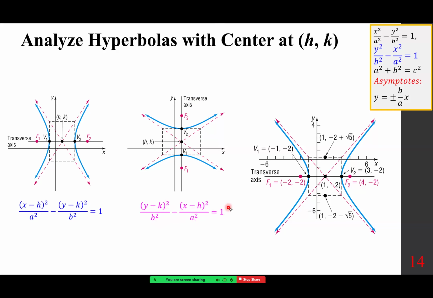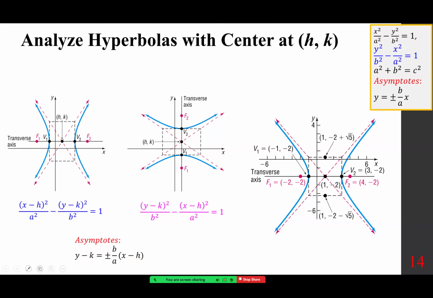Again, notice I keep the a squared under x, same thing here. When we do that, the equation of an asymptote remains the same. So we just look at this as an asymptote and we make the change with h and k as follows. Instead of y, we're going to put y minus k. Instead of x, we're going to put x minus h.